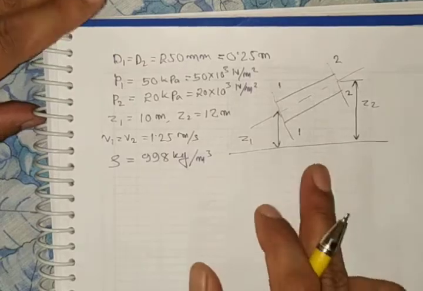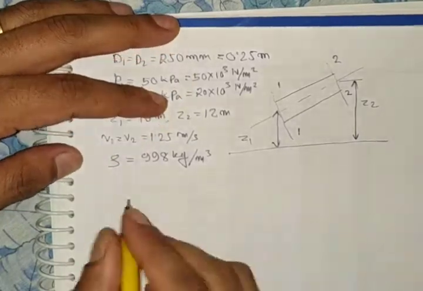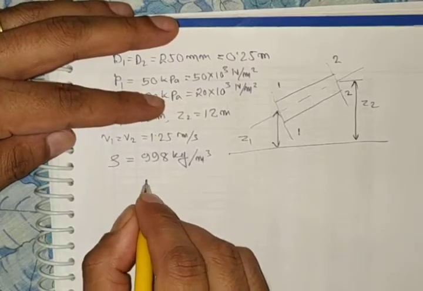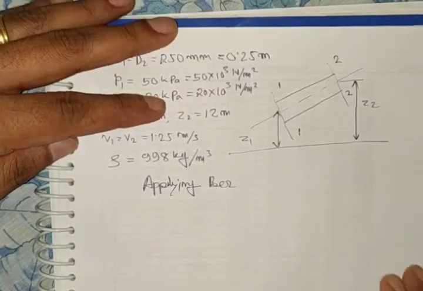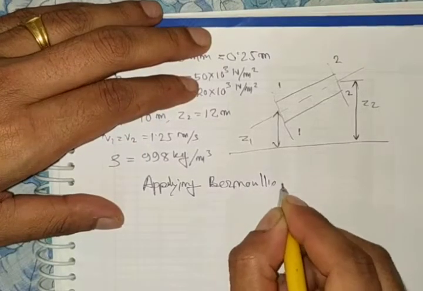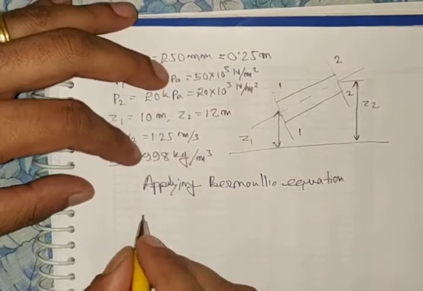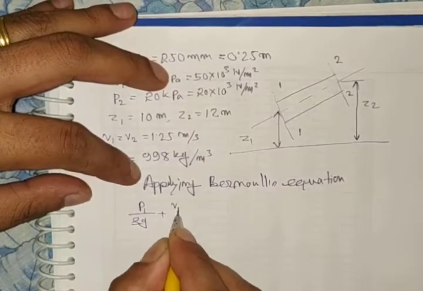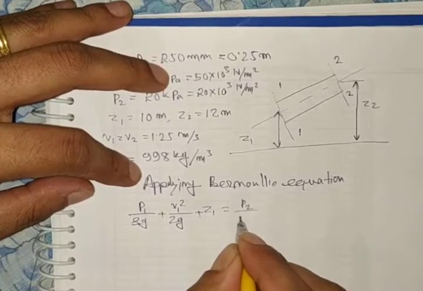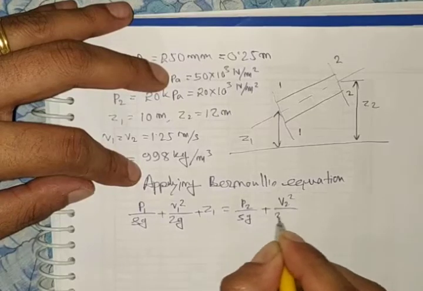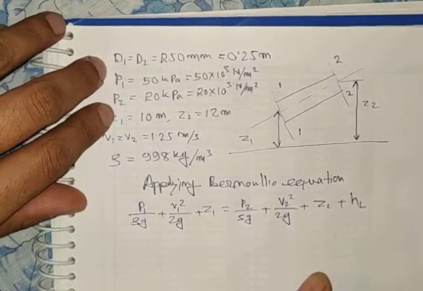Now, in this particular problem, we have to incorporate the heat loss, right? So now applying Bernoulli's equation. Bernoulli's equation will be, as you know, P1 by rho g plus V1 square by 2g plus Z1 is equal to P2 by rho g plus V2 square by 2g plus Z2 plus head loss. We have to incorporate this. This is basically for the real fluid.